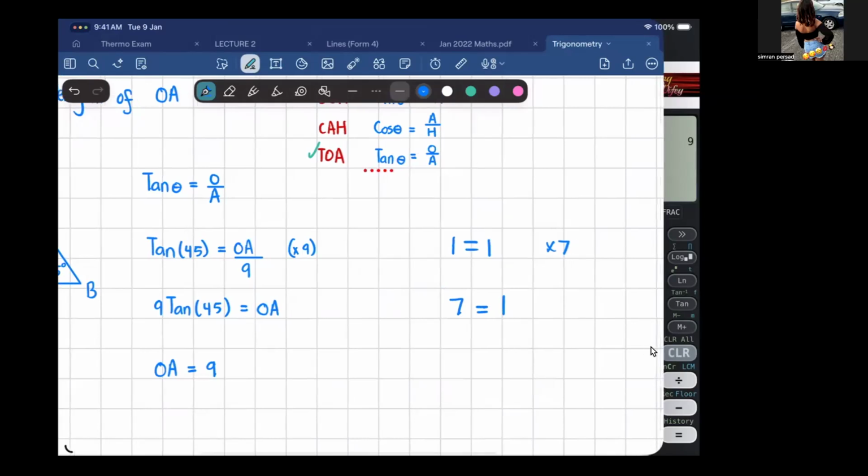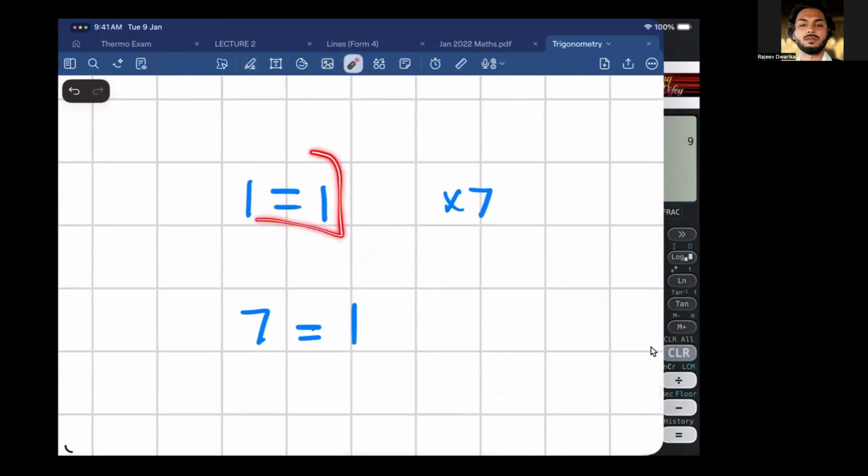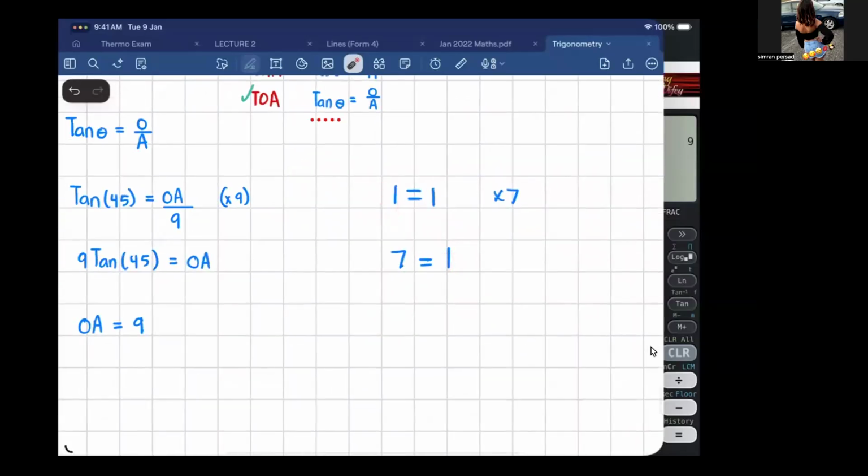Think about your answer, right? So we have 1 is equal to 1. Does that make sense? Is 1 equal to 1? Yeah. Okay, if I multiply by 7 now and I only do it to the left-hand side, is this correct? Is it right for me to say 7 is equal to 1? No. So if I multiply this side by 7, what do I need to do with this side? Multiply by 7. Right. Great.